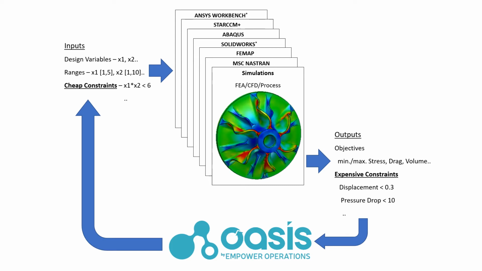Cheap constraints are the mathematical relationships between design variables and have to be satisfied before the simulation call. Expensive constraints are dependent on simulation outputs. Users create optimization studies with expensive constraints to ensure certain design performance is met.